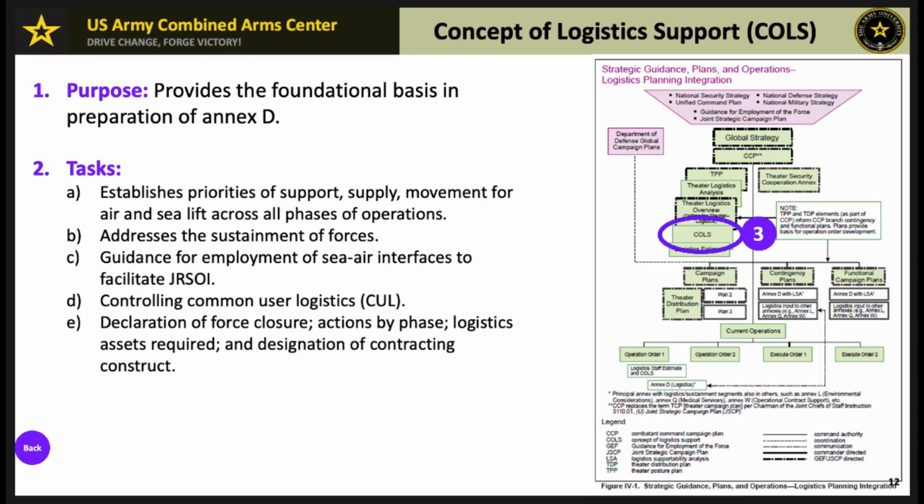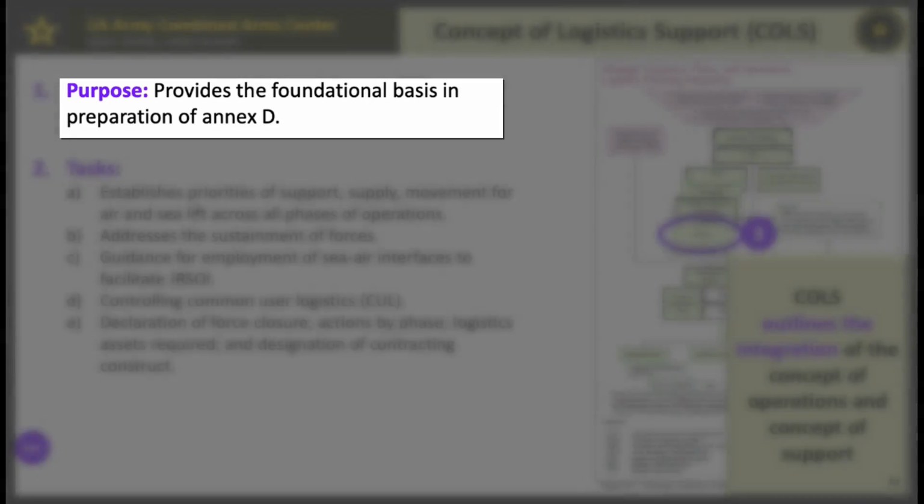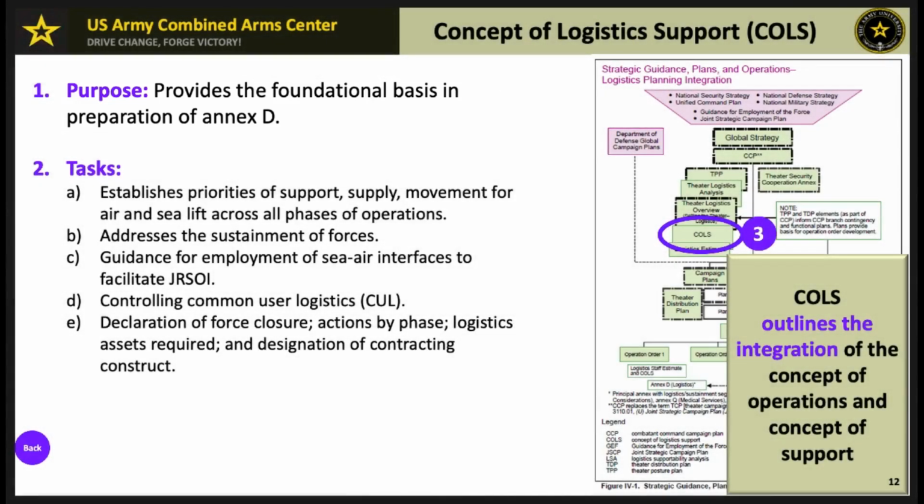The concept of logistics support, or COLS, outlines the integration of the concept of operations and the concept of support, providing the foundational basis for preparing Annex D. It establishes the priorities for support, supply, and movement across all phases of operations.